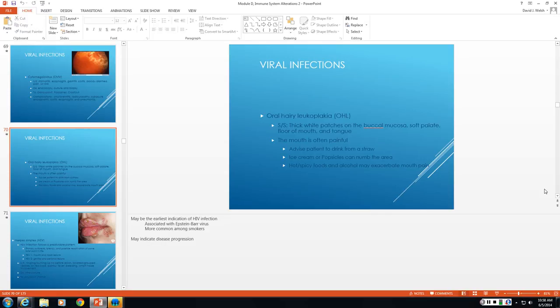The mouth is often painful, so you're going to advise the patient to drink from a straw. Ice cream and popsicles can help numb the area. Hot and spicy foods and alcohol are going to exacerbate the pain, okay?